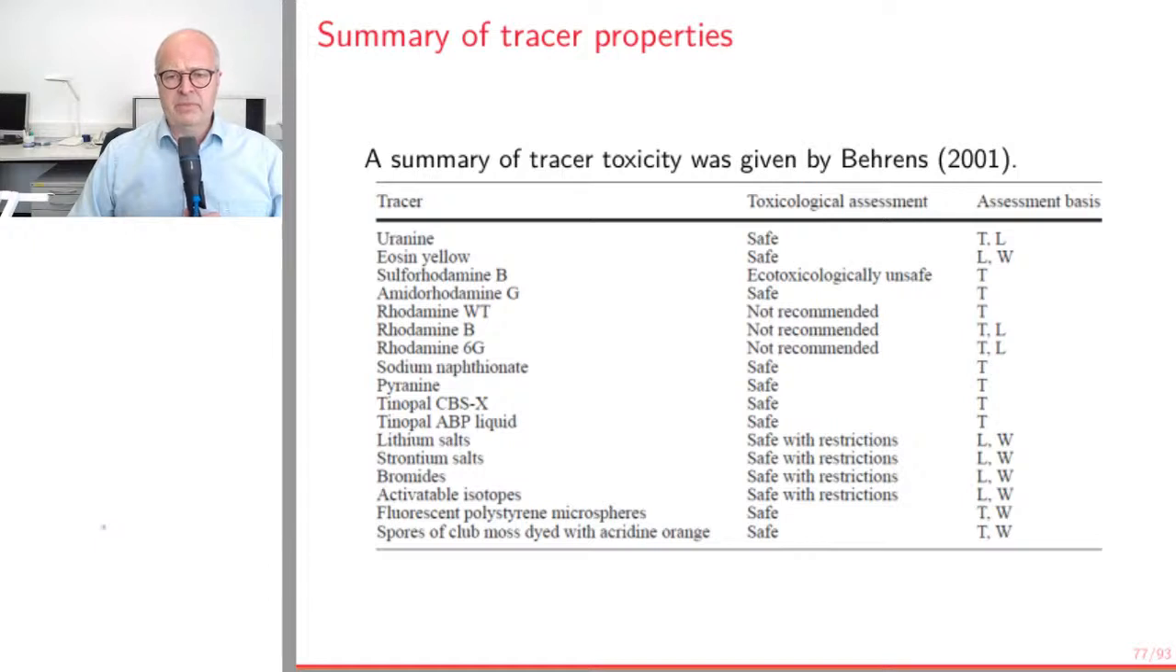In this paper, the toxicity has been evaluated based on medical clinical studies, on evidence so far gained. There are many clinical studies because these traces are also used in a clinical context to trace cells or to mark cells. So they have studied the impact of these substances, which is good for us. And the result is that uranine is safe, that eosine is safe, and many are safe. For example, amidorhodamine is safe, important.